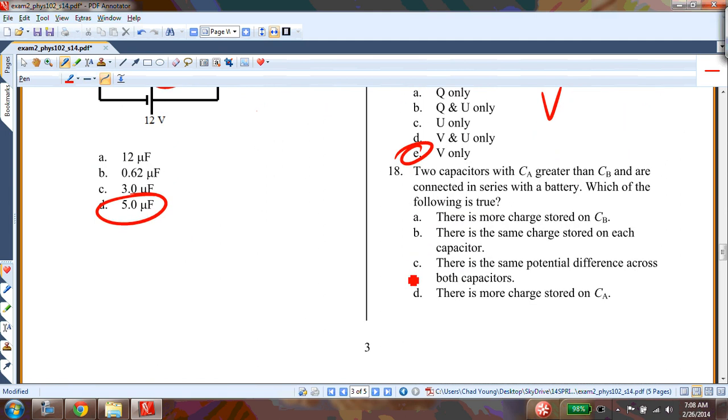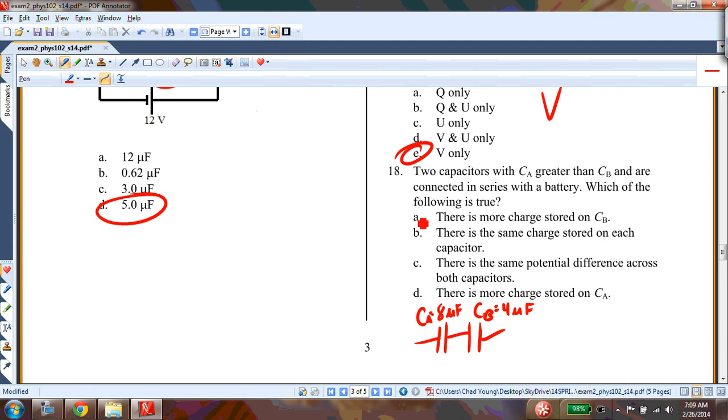Two capacitors with CA greater than CB are connected in series with the battery. Which of the following is true? Okay, well, I have two capacitors in series. CA, let's just give it some values. We'll say this is 8 microfarads, and CB is 4 microfarads. All right, I know that the charge is the same.